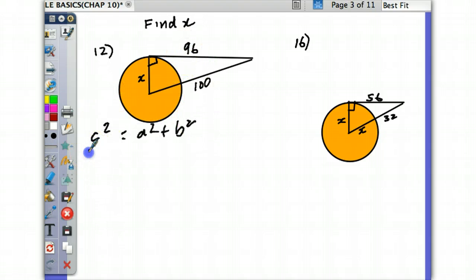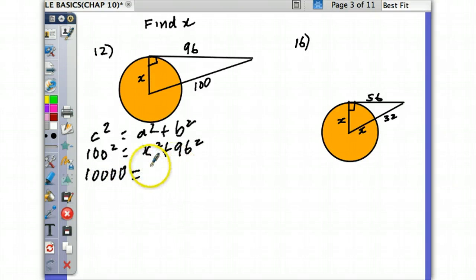100. So we got 100 squared going to be equal to, let's say, x squared plus 96 squared. I'm going to need some help with a calculator to work this out. Well, 100 squared is going to be easy because it's just 1 and then 4 zeros. All right, 10,000. That's fine. 96 squared, I do not know off the bat.